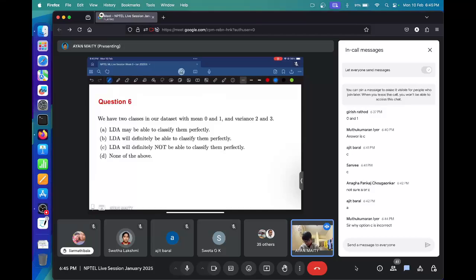Now question 6. We have two classes in our dataset with mean 0 and 1 and variance 2 and 3. So this is the mean of the first class, this is the mean of the second class, let's say m1, m2. This is the variance of the first class, this is the variance of the second class. Now the options are: A, LDA may be able to classify them perfectly; B, LDA will definitely be able to classify them perfectly; C, LDA will definitely not be able to classify them perfectly. Option D is none of the above.